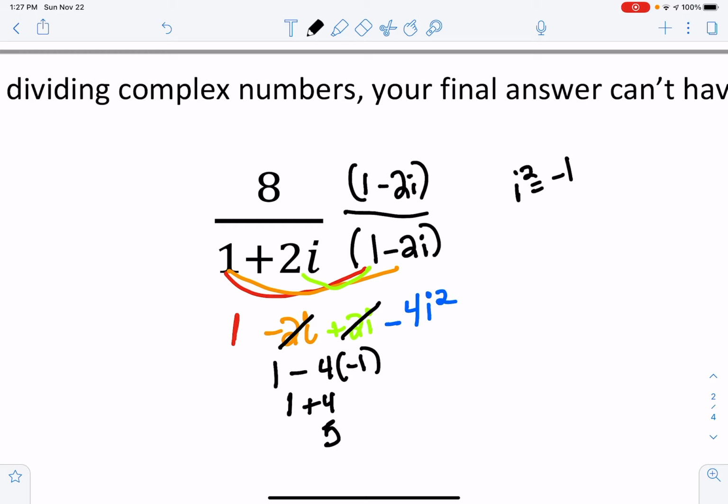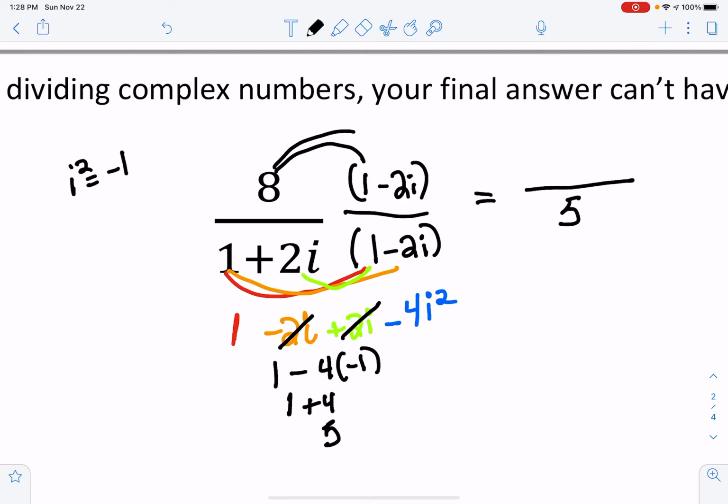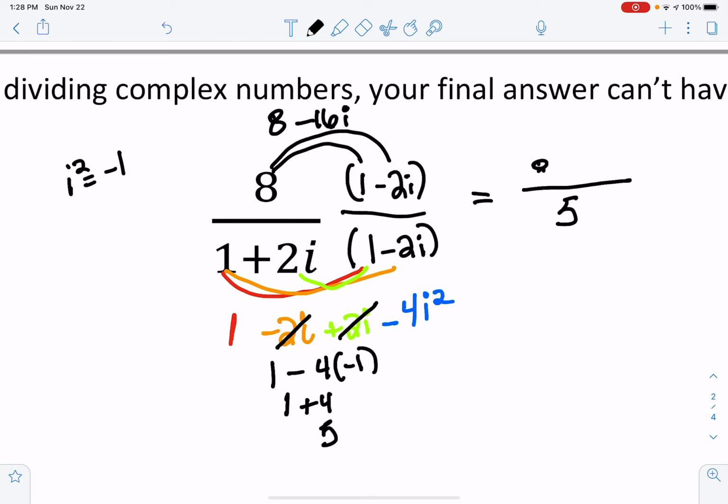So that gets you the denominator of 5. And now I'm going to work up, because that's the direction this works. I'm going to distribute 8 times 1 and 8 times negative 2i. And that's going to get me 8 minus 16i. You're just going to move that over here, 8 minus 16i. And so that is a right answer.